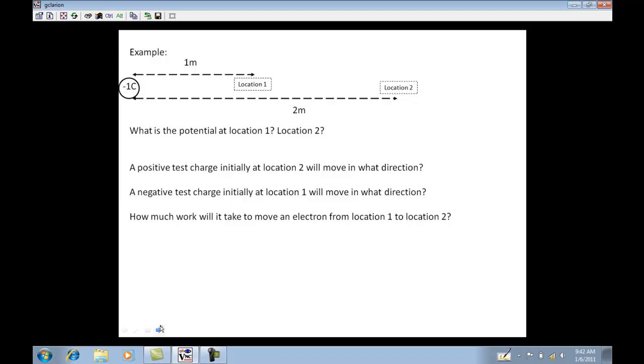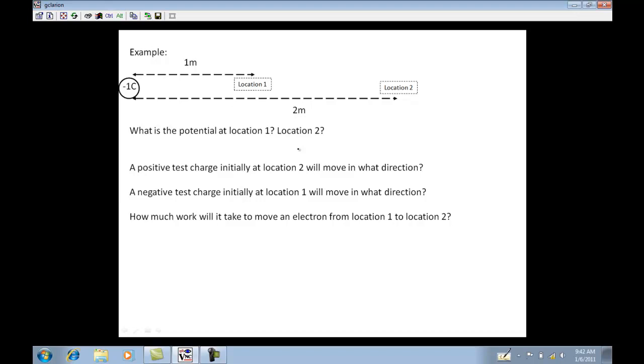Okay, so I've got a negative charge on the far left-hand side. I've got this place I'm going to call location 1, that's 1 meter away from this negative charge. And then location 2, which is 2 meters away from this negative 1 Coulomb charge. My first question is going to be, what is the potential at location 1 and what is the potential at location 2?